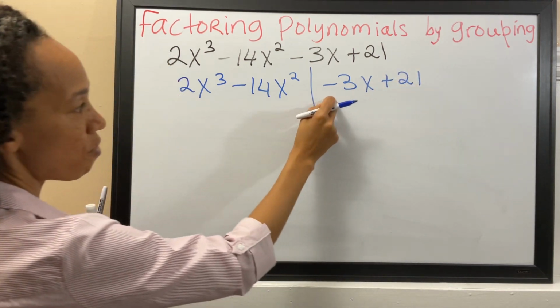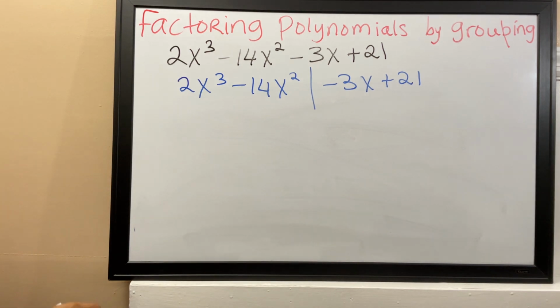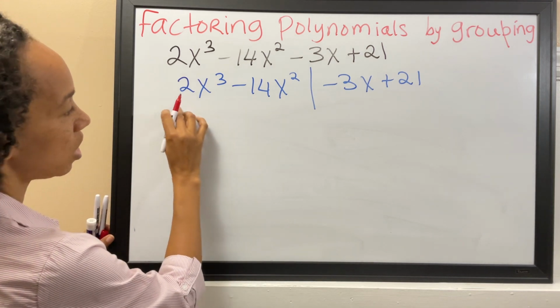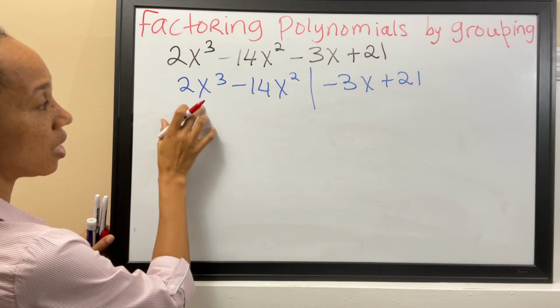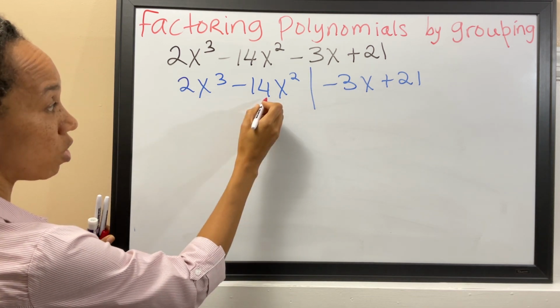All right, notice I'm bringing my negative with me also. Then after that, now you take out your GCF. I am going a little bit faster now that we know it. Take out our GCF. Our GCF that can go into both terms of this first group is going to be 2, which can go into 14.